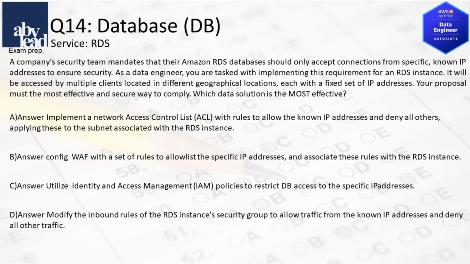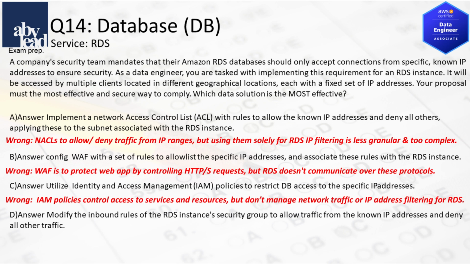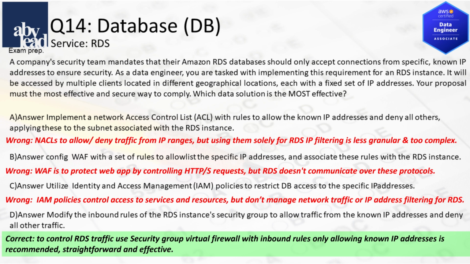Question 14. How do you most securely realize multi-client access to RDS? Wrong is to engage advanced network ACL for IP filtering. Not better is controlling an HTTP protocol as RDS doesn't use it and IAM policies don't manage traffic. The solution is to control RDS traffic with inbound rules and to only allow known IP addresses.